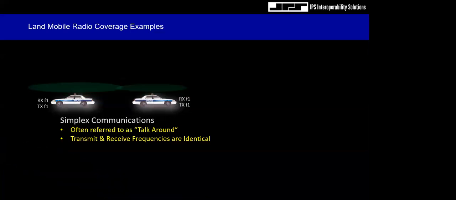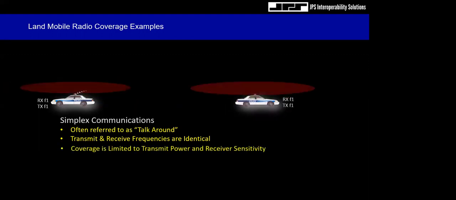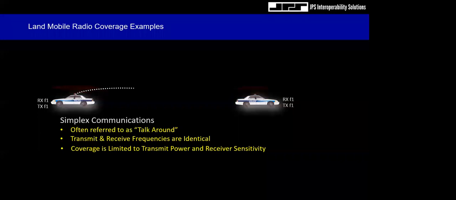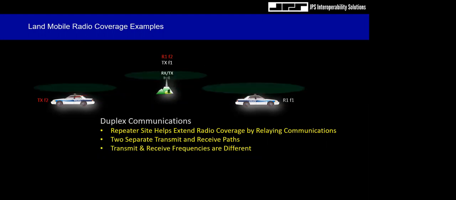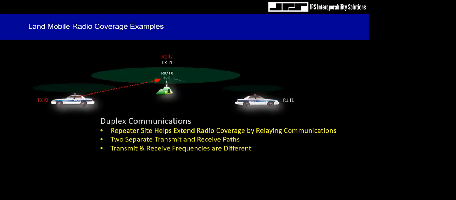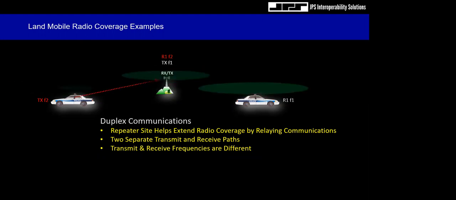But one of the issues we commonly see with non-supported simplex is the transmit power of the subscriber units, as well as the sensitivity of the receivers. If I'm not able to transmit with sufficient power, some subscriber units that are lacking in receiver sensitivity will not be able to receive that information, and we lose communications. One of the best ways to remedy this coverage issue is by adding a radio relay of some sort. We commonly call those repeaters, and this is duplex communication at its best.